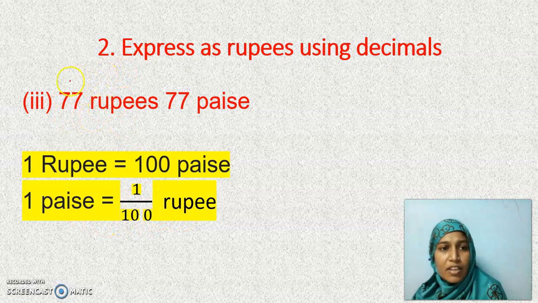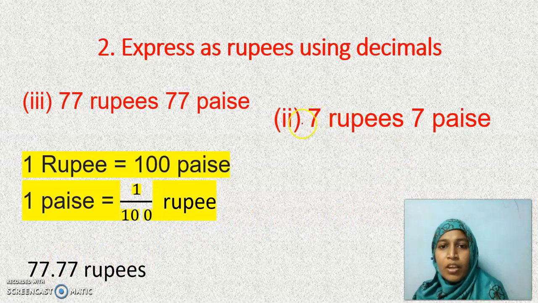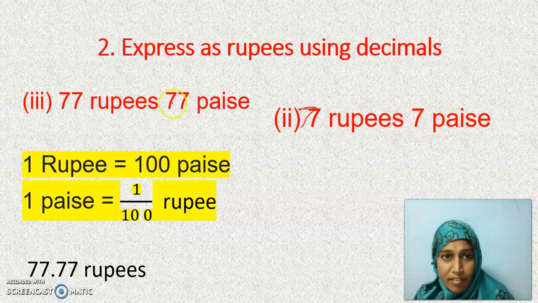So, how will you write 77 rupees and 77 pies in decimal point? Here it is, 77 rupees, 0.77. Is it clear, my dear children? Now it's your turn. How will you write 77 rupees and 7 pies alone, my dear children? I didn't say 77 pies, 7 pies. Come on, write it as a decimal number. Have you written? Shall we check the answer?